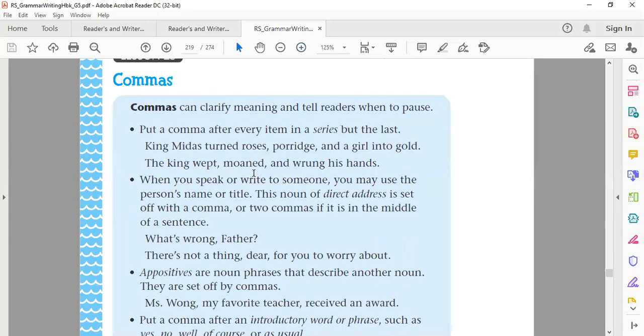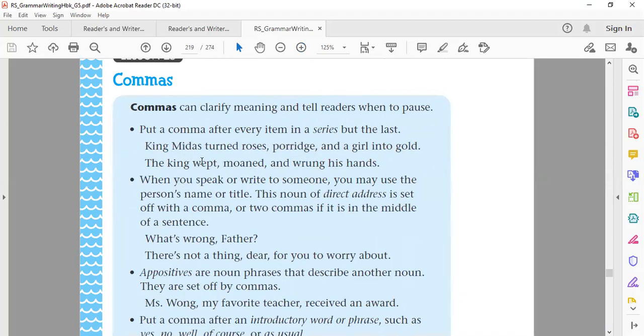So commas can clarify meaning and tell readers when to pause. Put a comma after every item in a series. As I told you, if you have a series of things, then put a comma between them. King Midas turned roses, porridge, and the girl into gold. Okay? The king wept, moaned, and wrung his hands. As I told you, between the items in the list, you always put a comma, but after the "and", you never put any comma.